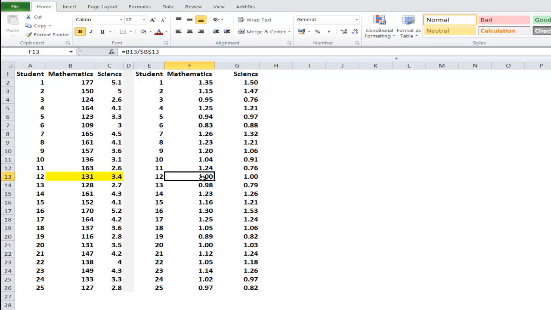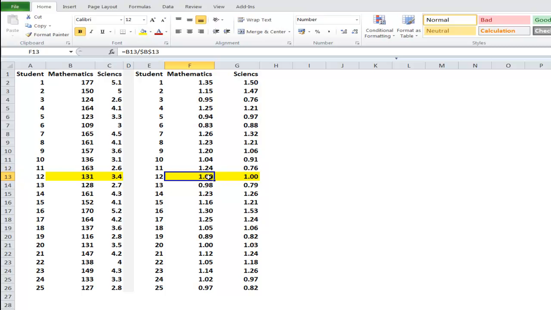Let me just make these yellow as well. So 131 divided by 131 is 1. 163 divided by 131 is 1.24. 136 divided by 131 is 1.04, and so on.